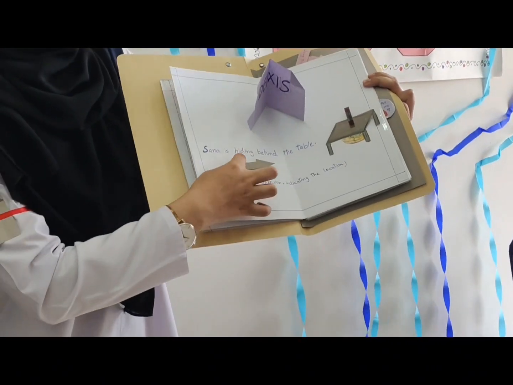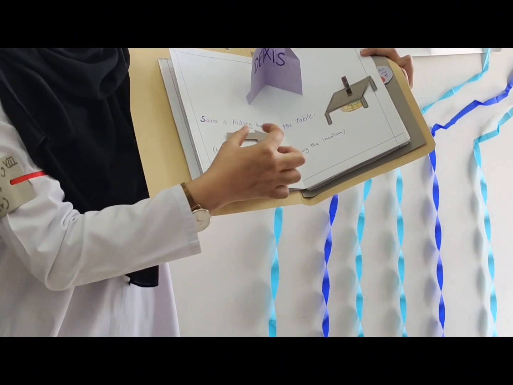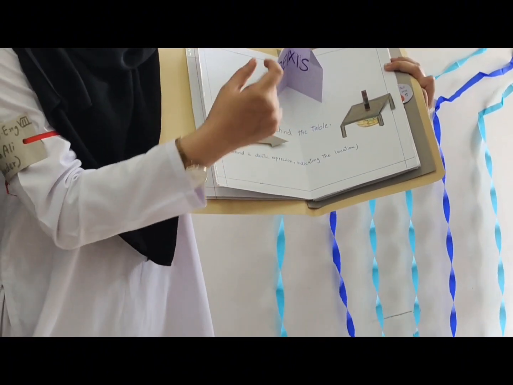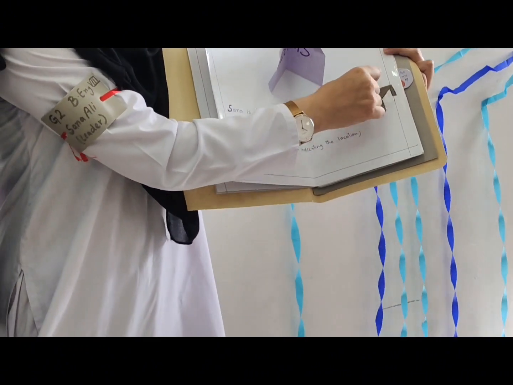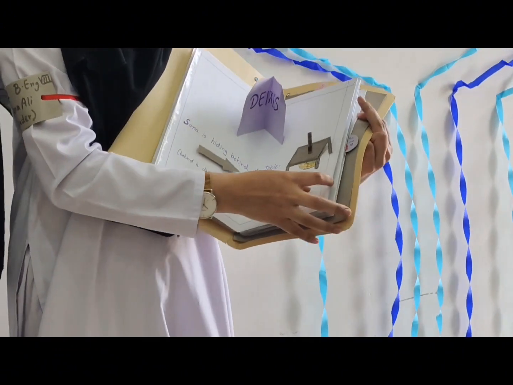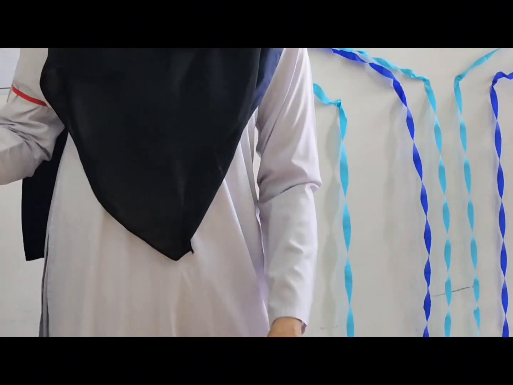Sena is hiding behind the table. So here, behind tells about the location of Sena. As I pull the vase, it tells that Sena is hiding behind the table. Now my other vase.